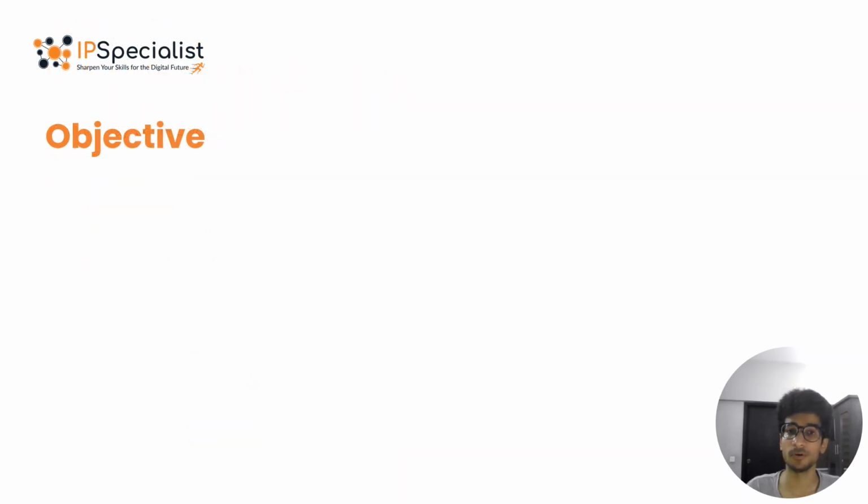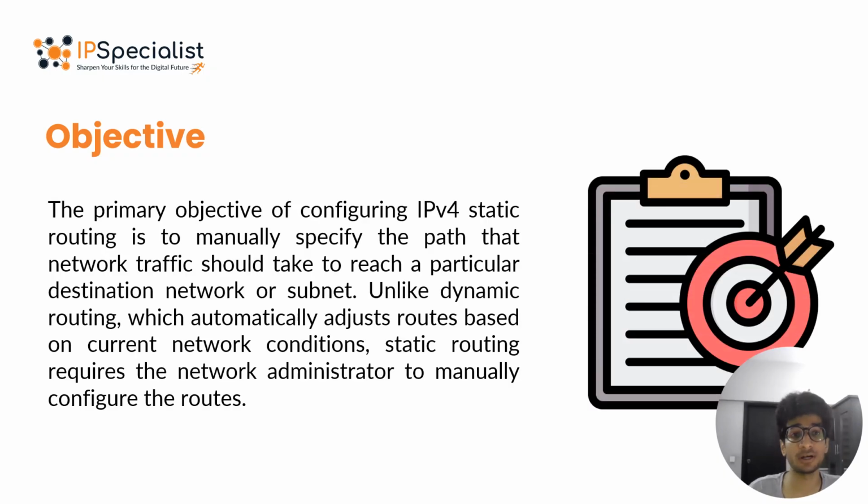Discuss the objective of the lab. The primary objective of configuring IPv4 static routing is to manually specify the path that the network traffic should take to reach a particular destination network or subnet. Unlike dynamic routing, which automatically adjusts routes based on current network conditions, static routing requires the network administrator to manually configure the paths.